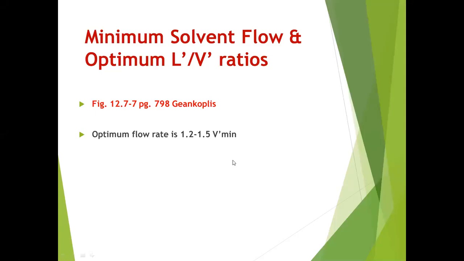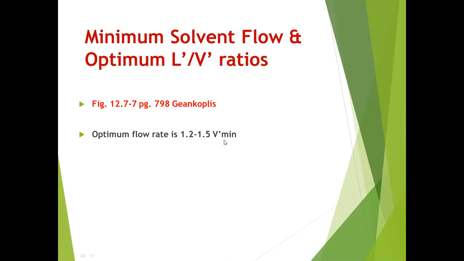So when we speak of minimum solvent flow and optimum L' to V' ratios, the optimum L' to V' ratio is actually still based on the minimum solvent flow. If you recall our discussion in gas absorption and stripping last semester, we first determined the minimum solvent requirement, and from that, we determined the optimum flow rate that is required. The range that is suggested in your handbook is 20% to 50% more than the computed solvent requirement.